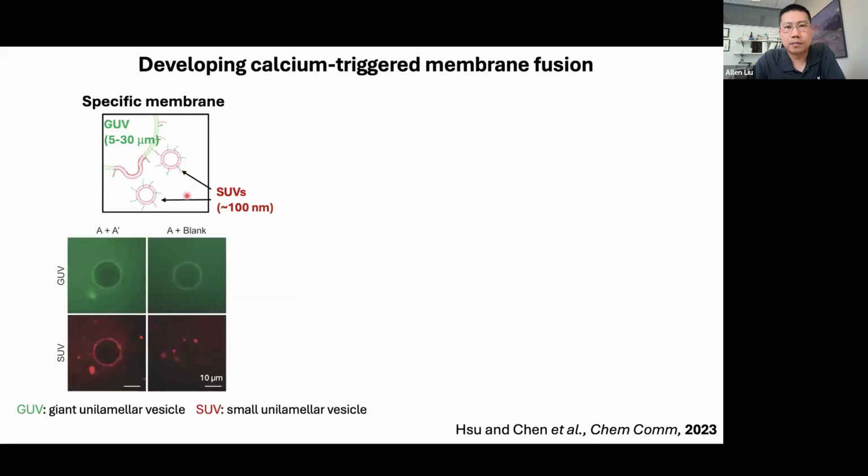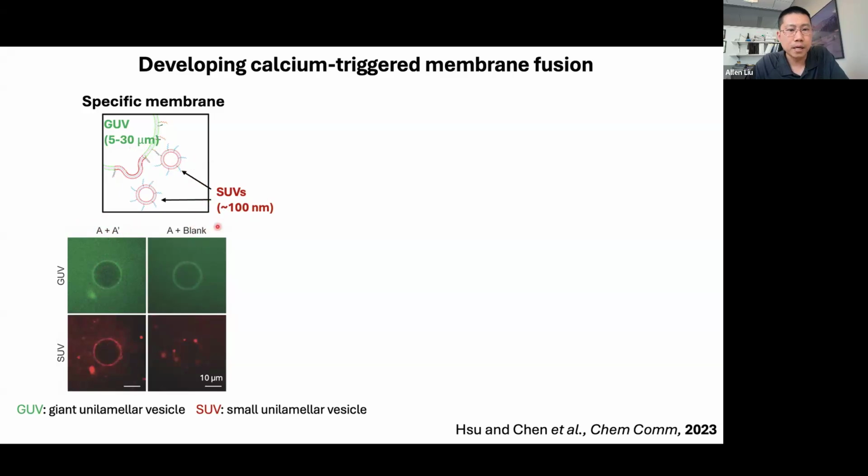Next, we want to test that this is a calcium-triggerable membrane fusion. For this, we form our GUVs, and then we add a small, 100 nanometer SUV to it, with each having complementary DNA pieces. We have two different sequences from a paper that we have published before, which we call A and A prime, and B and B prime. I'm going to show just the A prime case. The GV will have one, the SUV will have the other, and you can see the membrane signal pretty well on these GVs.